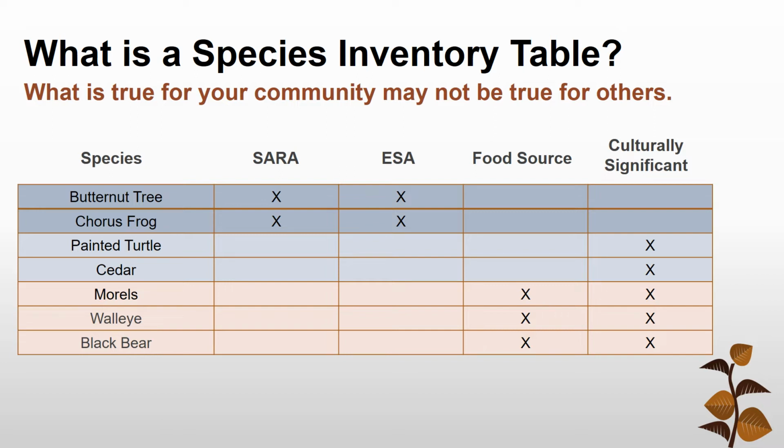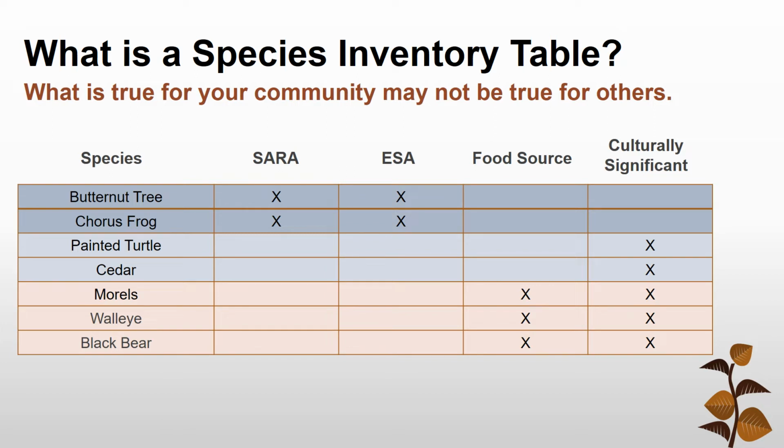In this example, species that are protected by law are dark gray and have X's marked for the legislation they fall under. Another example of how to organize the information is to include whether the species is a food source or culturally significant, as shown in the table. You can choose to document the significance of the species in your community, but the important thing is to include these species and information to ensure you can protect or mitigate potential impacts moving forward.